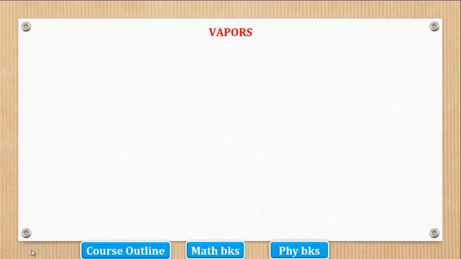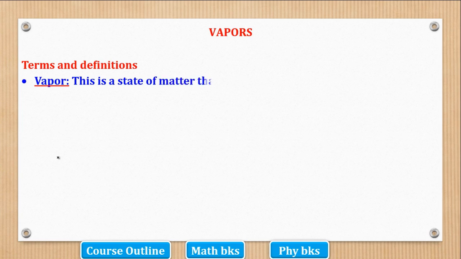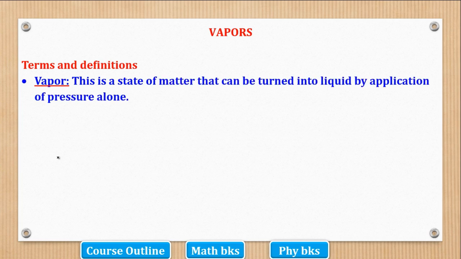Now we shall start our topic of vapors. In this topic, we shall start by defining some of the terms which may confuse you, but after defining them, you can easily distinguish them. For example, one can ask, what is the difference between a vapor and a gas? Saturated vapor and unsaturated vapor? So we need to first go through these definitions.